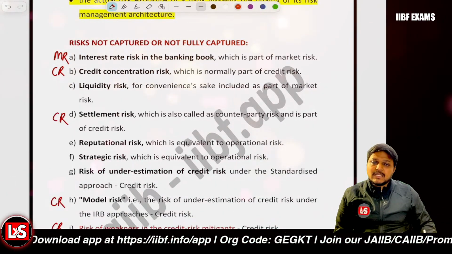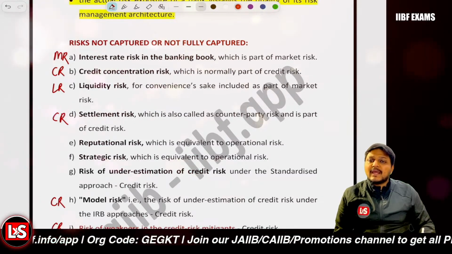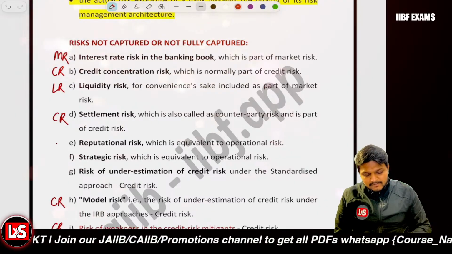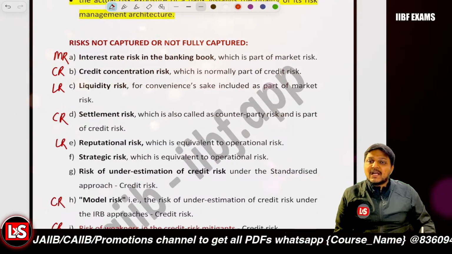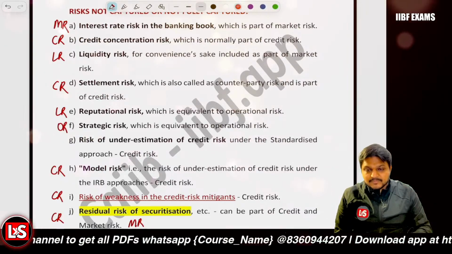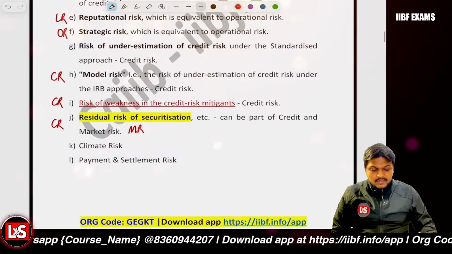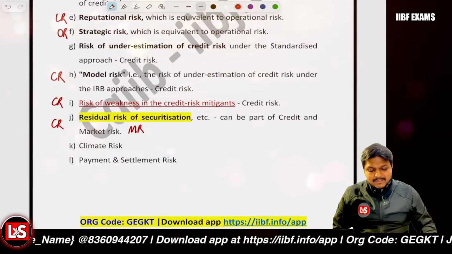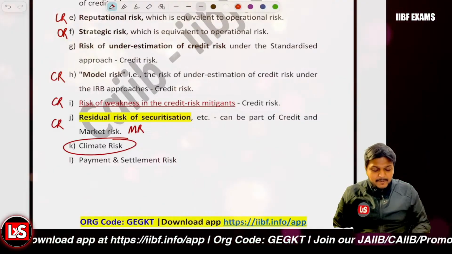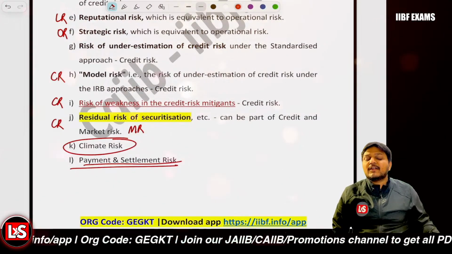And when we're talking about liquidity and operational risk, it's the liquidity risk first of all, and further the reputational risk, if you do not have the liquidity with you, right? And also the strategic risk, which also leads to operational risk, right? And there are emerging risks also, like climate risk, which is an emerging risk, right? And payment and settlement risk is an emerging risk. So these are the risks which are not covered under Pillar 1.